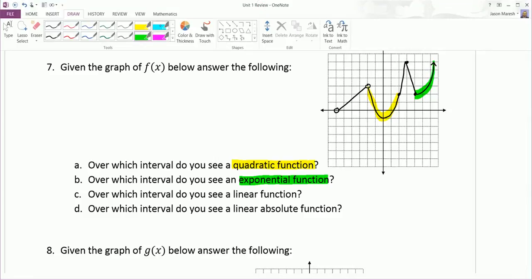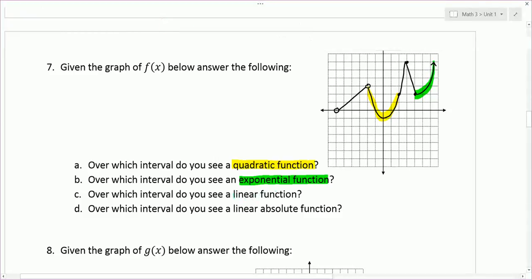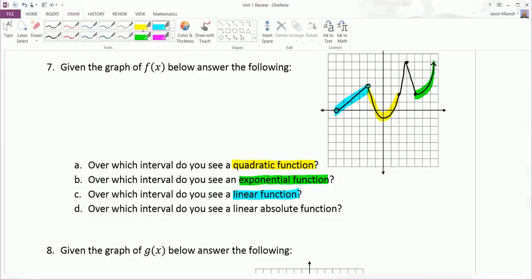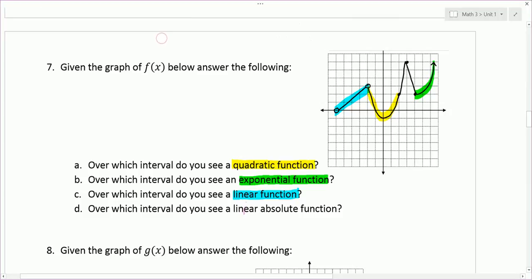A linear function, I'm going to use this for my linear function, and a linear absolute value function, right here. Now the questions A through D ask over which interval do you see these functions. It really should read which open interval, and that's what you're going to see on the test. And so we're going to answer these as just open intervals only.